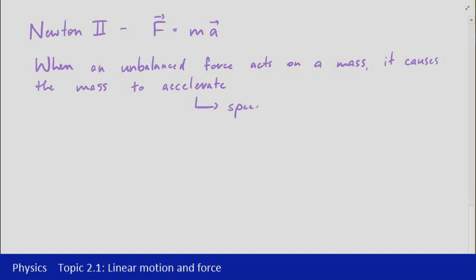Now, when we talk about an object accelerating, there are a few different things that it could do. First, it could speed up, so maintain its direction but get faster. Secondly, it could slow down, again maintain its direction but get slower. And thirdly, it could change direction. An example of that would be circular motion that we'll get to in a later unit.